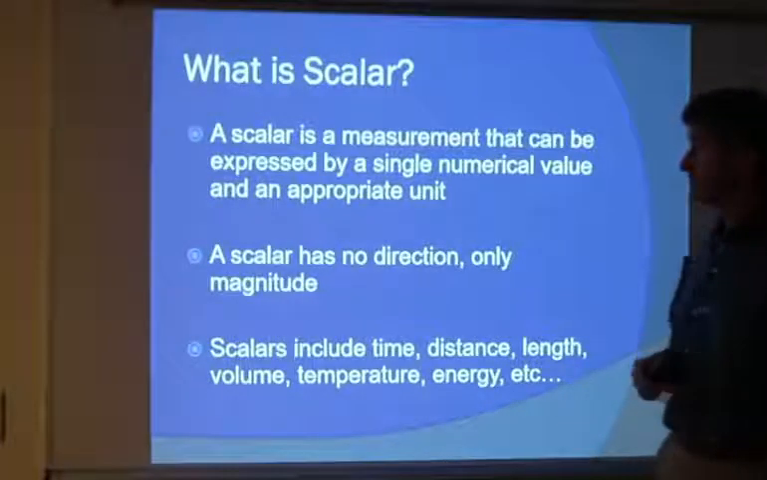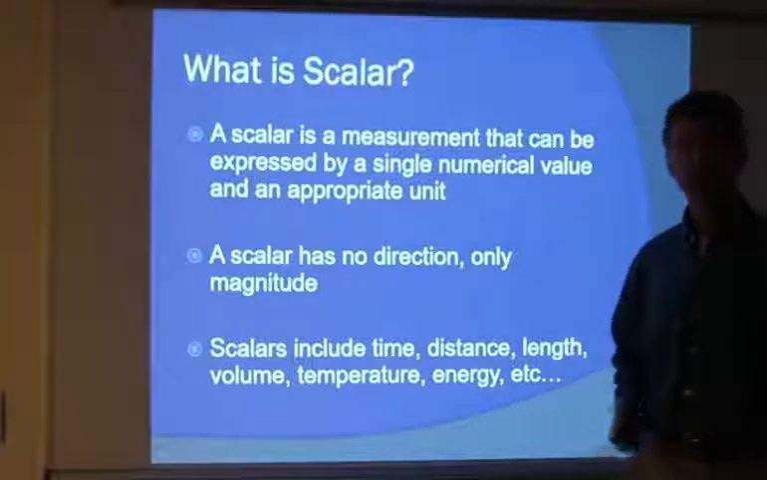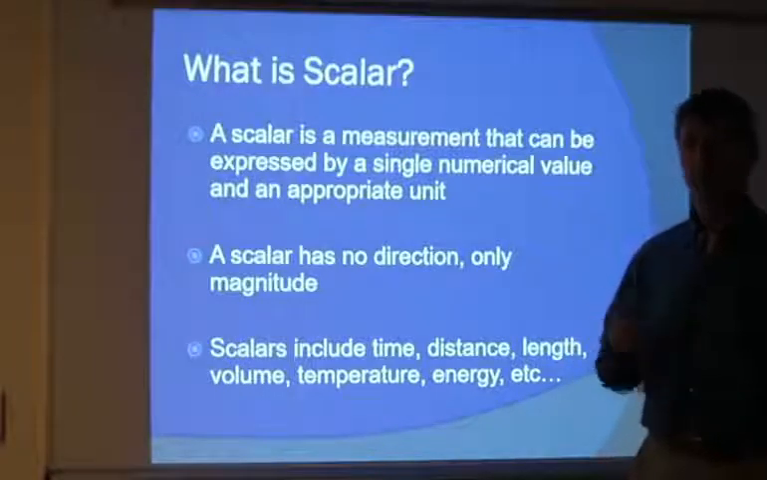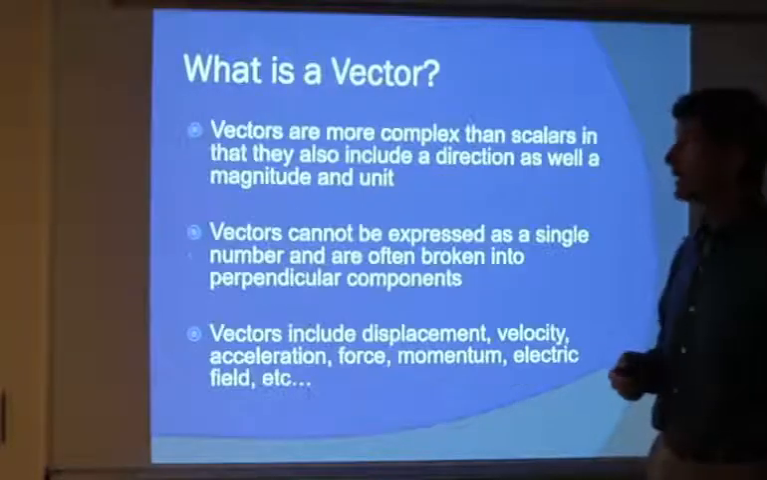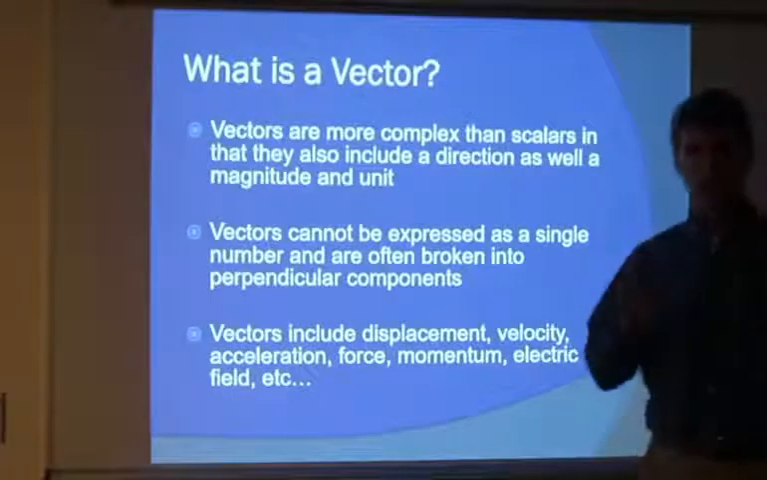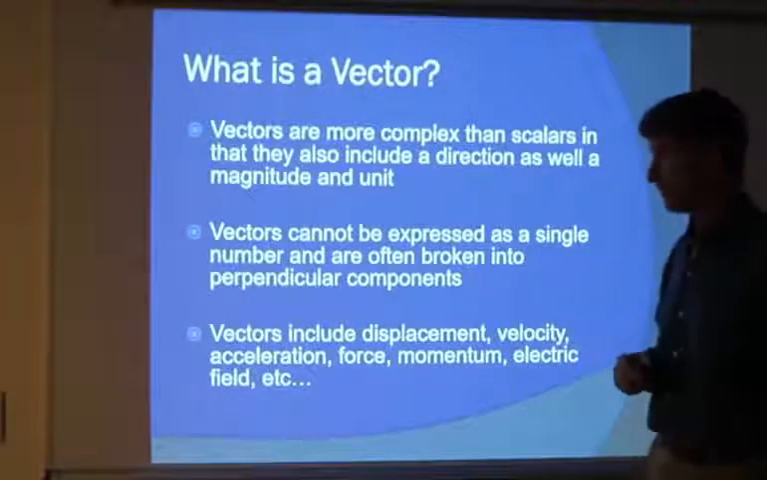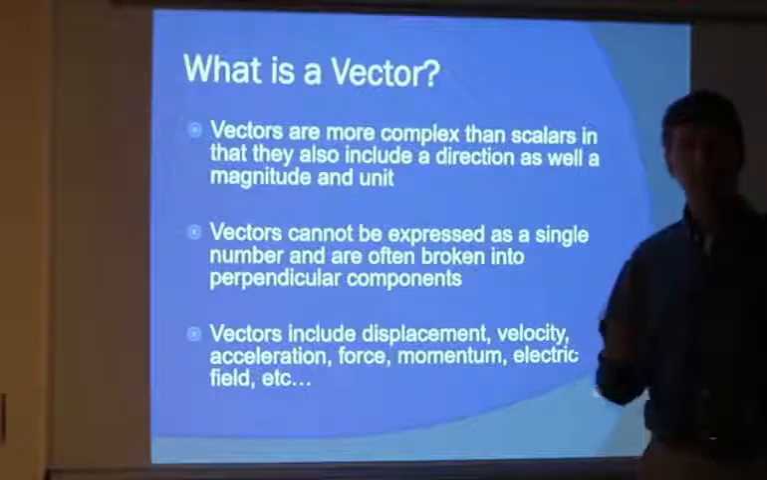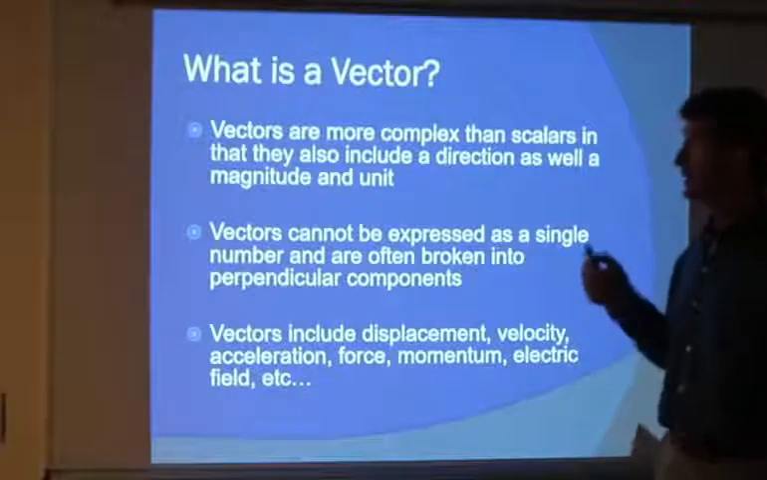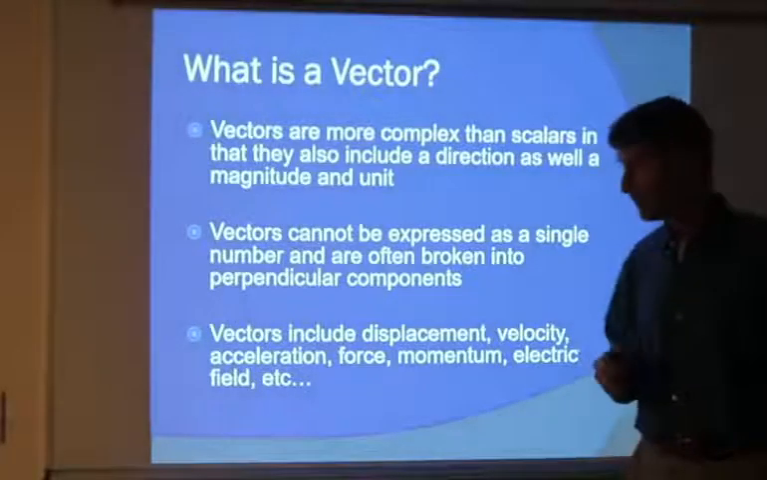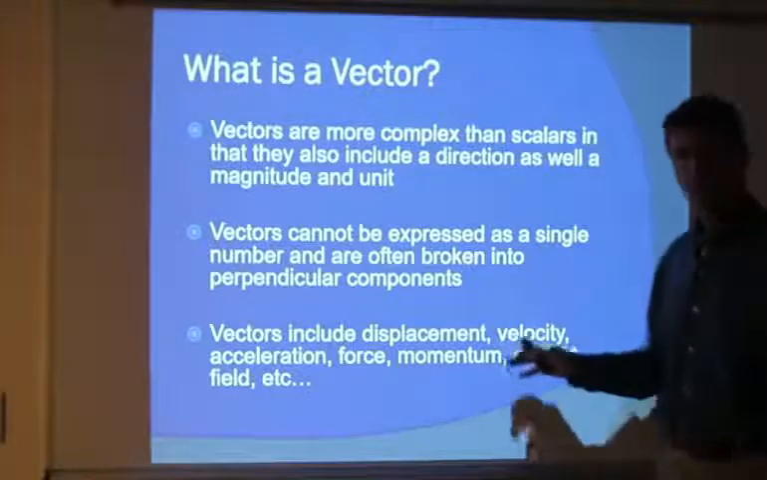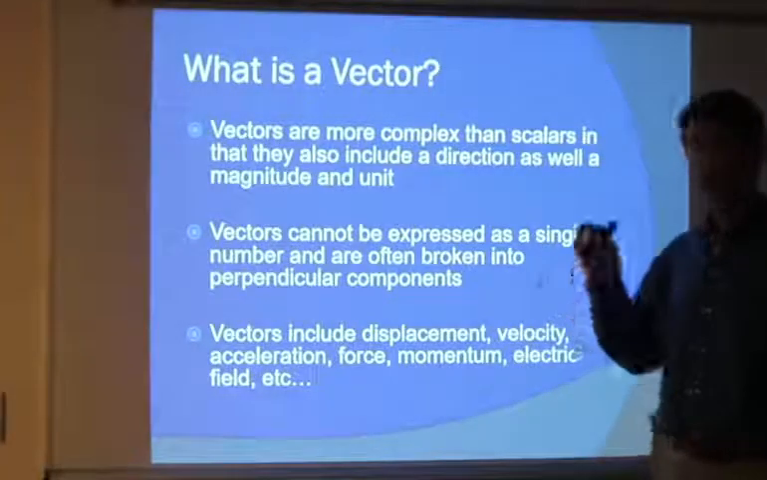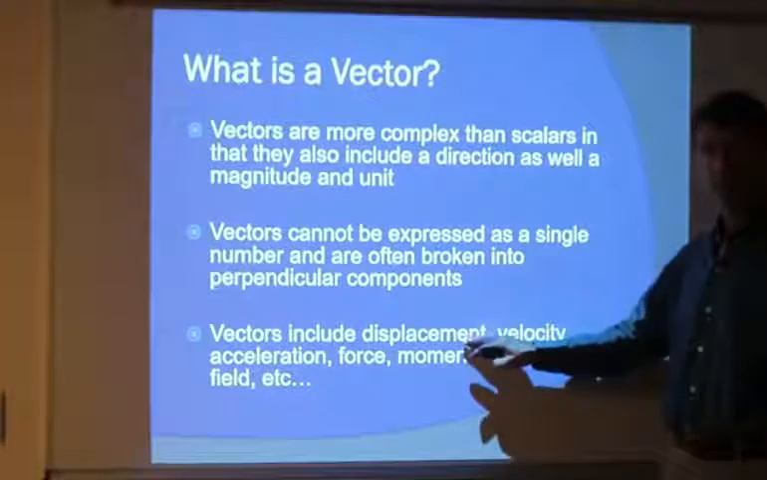Scalar, very simple. It's a measurement. It has a number. It has units, but it does not have direction. A vector has a number or numbers associated with it. It has units associated with it, but it also has direction. Vectors are quantities that say how much and in what direction, such as displacement.